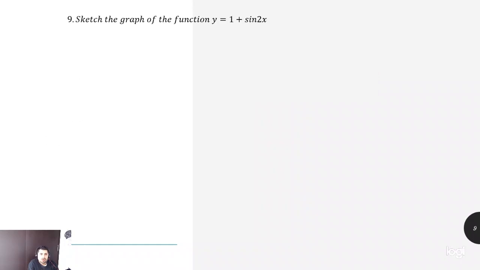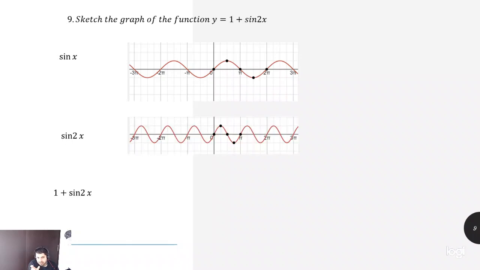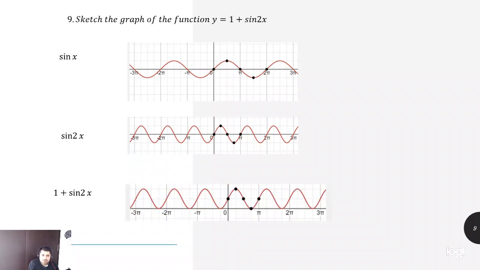And last but not least, the sketch graph of the function y equals 1 plus sin 2x. So then you have this one, which is first the sin, the standard sin, and then the sin 2x gets a little bit more compact, so it's like twice, it gets closer, so you have the sin 2x exactly equal to this. And then at the end of the day, if you shift that one up, you have the function 1 plus sin 2x. Okay, I hope it has worked.